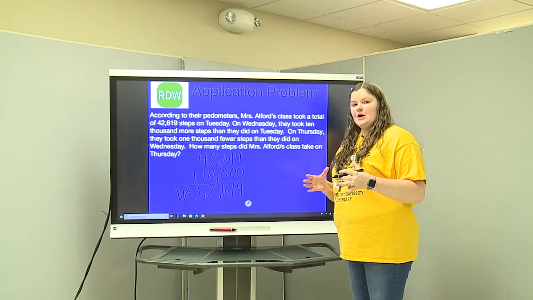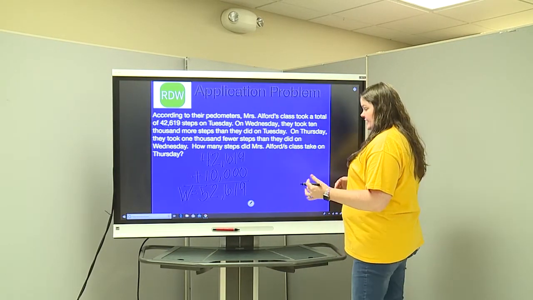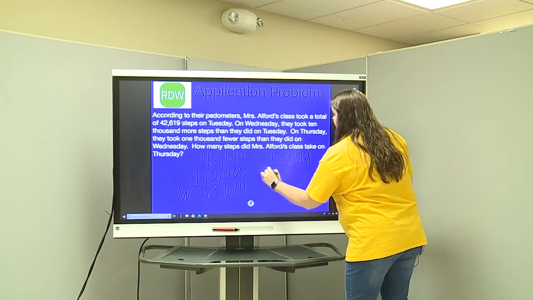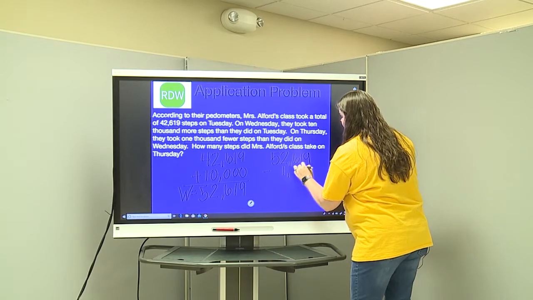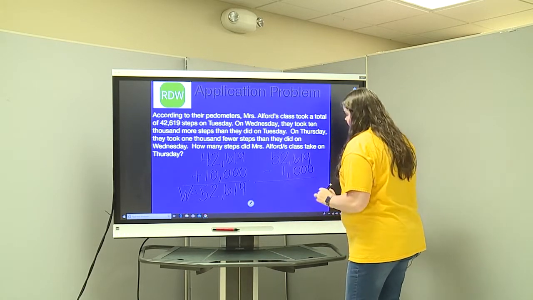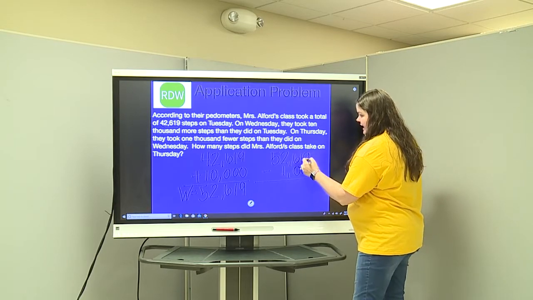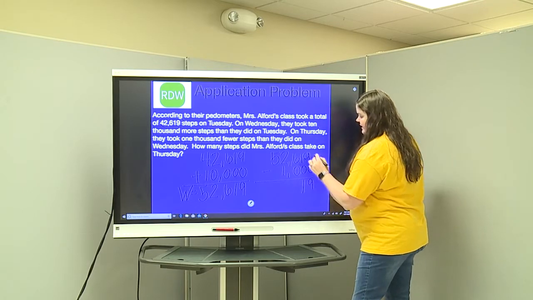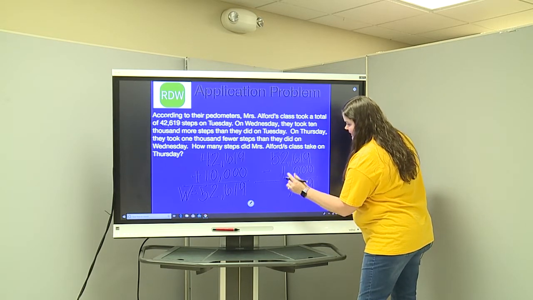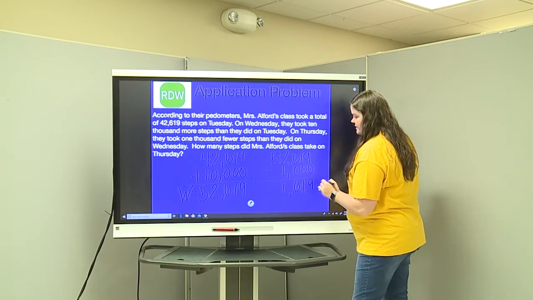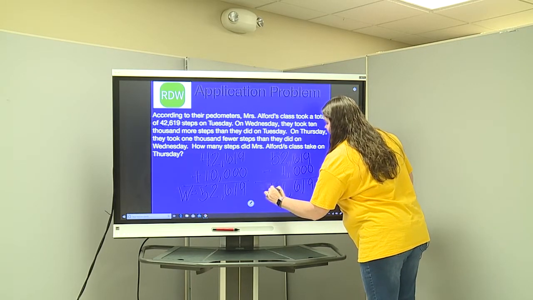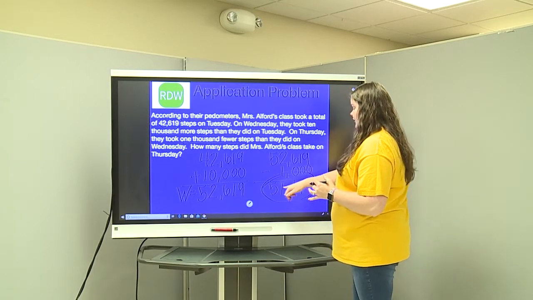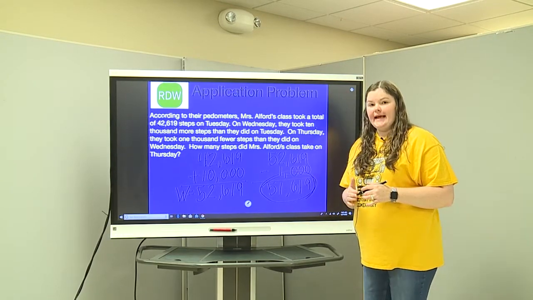Now, it tells us that on Thursday, they took 1,000 fewer steps. So fewer lets us know that we're going to be doing subtraction on that second step. So let's take Wednesday's total, and let's take away 1,000 steps. All right, let's start subtracting in the ones place. 9 minus 0 leaves us 9. 1 minus 0. 6 minus 0 leaves us 6. 2 minus 1 leaves us 1. And then 5 minus 0 leaves us 5. So Miss Alfred's class on Thursday took 51,619 steps.